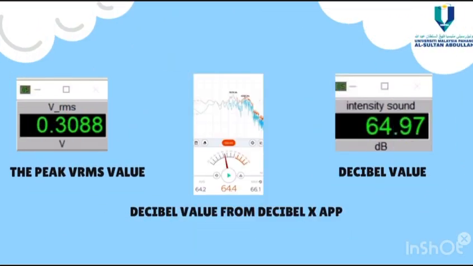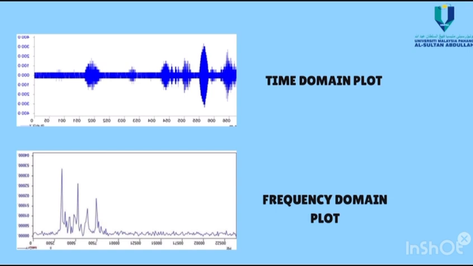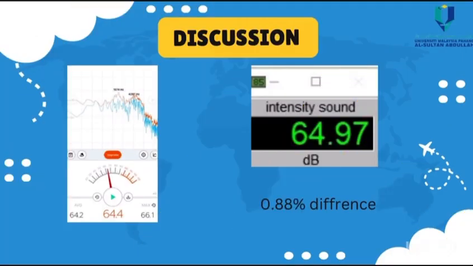The peak VRMS value we obtained from the DaisyLab data is 0.3088 volts, while the decibel value we obtained is 64.97 dB. Not only that, let us not forget about the decibel value from the Decibel X, which is 64.4. This is the time domain plot and the frequency domain plot that we gained from the DaisyLab app. Now let us go to the discussion.